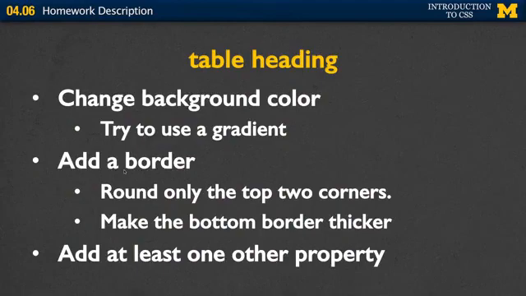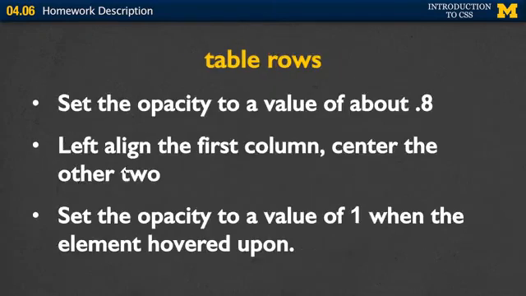Now don't forget, in order to use gradient, you're going to need to put in some browser prefixes. Next, add a border, but I only want you to round the top 2 corners, not the whole thing. And then also, make the bottom border thicker. Finally, when you're done with this, go ahead and add at least one other property, something that you think would look cool.